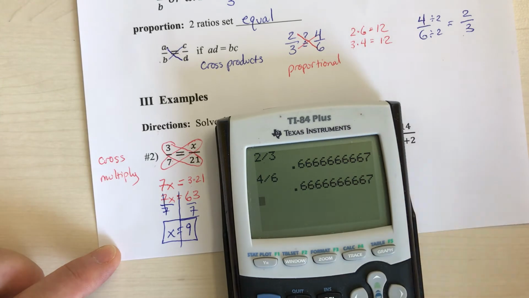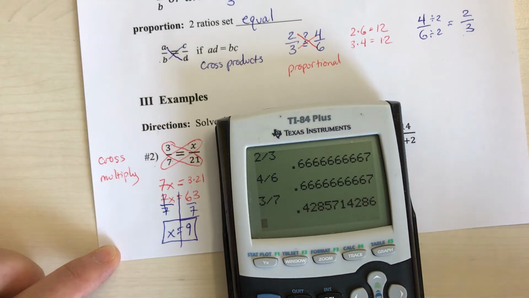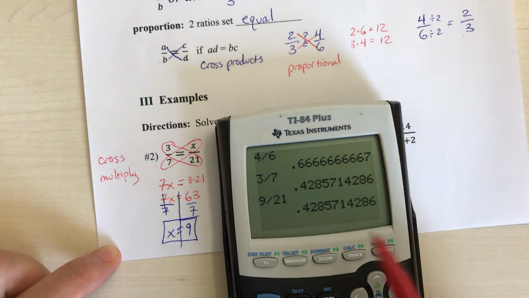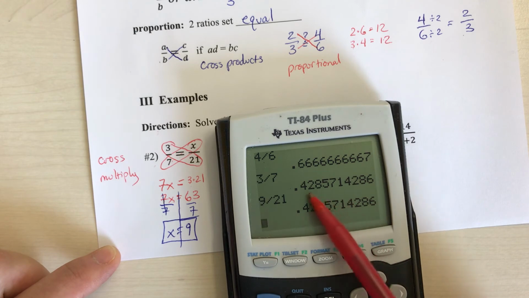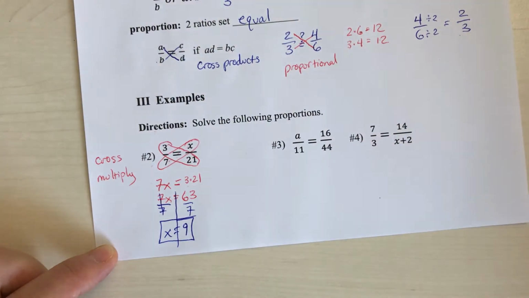Well, if I'm just going to take the fractions here, 3 divided by 7, there's a decimal. And then instead of x, if I replace that with 9 and type 9 divided by 21, do we get the same decimal? Yes. So this is the value of the left and the right sides. If they are the same, then that means our answer is correct.